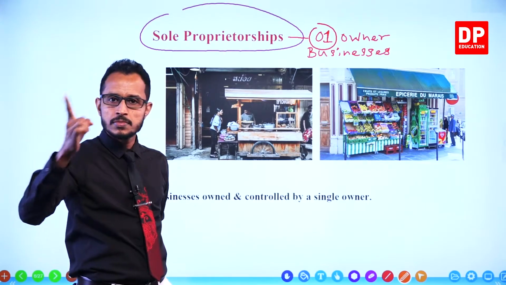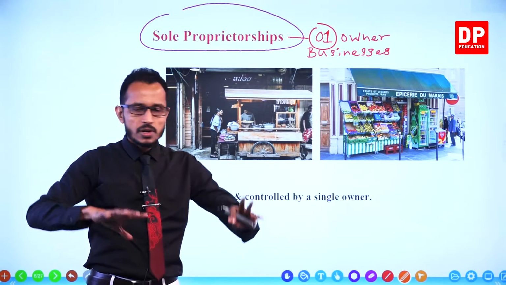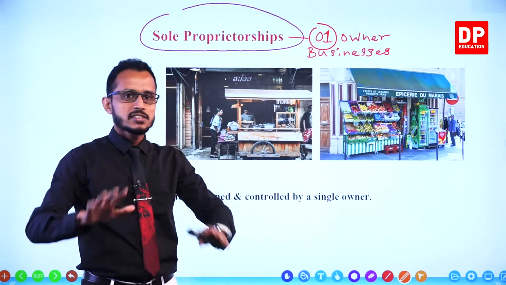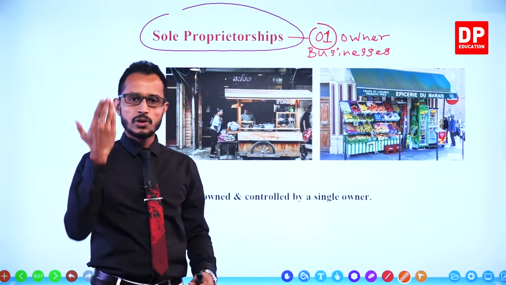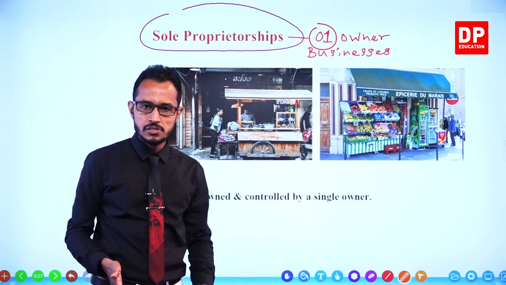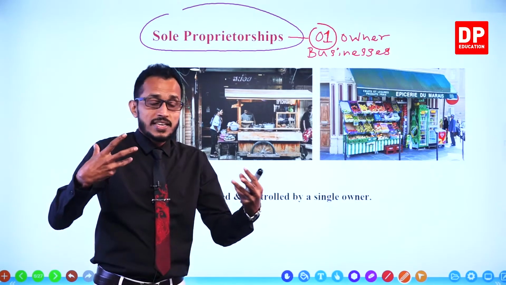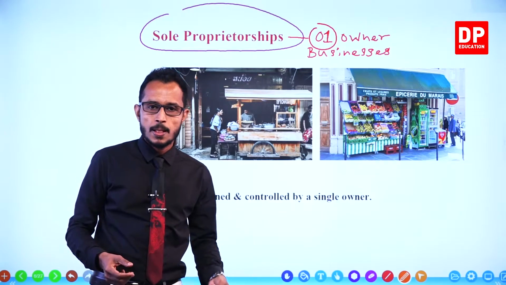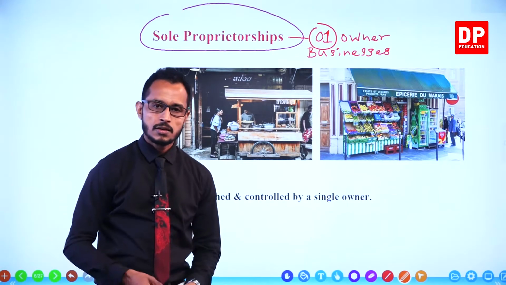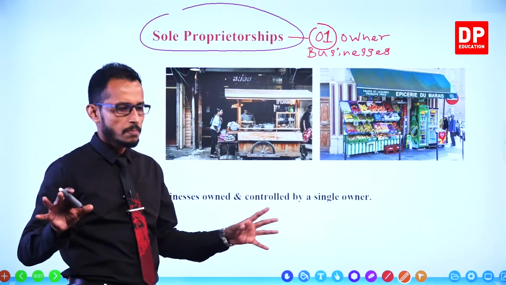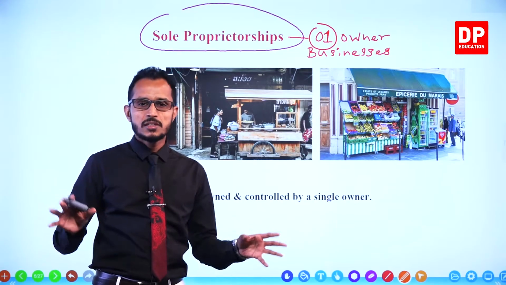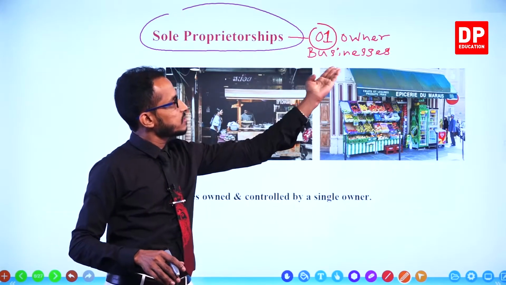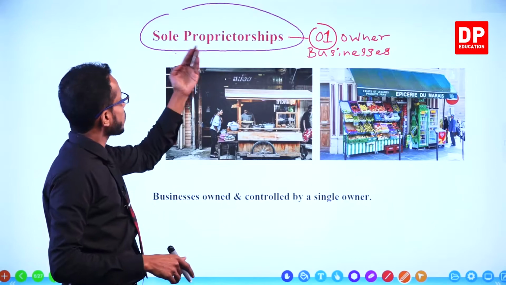He is the owner. He doesn't have anybody else coming and poking their fingers. He doesn't have anybody to disturb him. He is the only owner. He takes the decisions. Maybe he himself acts as the manager most of the time. Very easy to start. Simple organizations, very simple business organizations. So one owner business organizations are called sole proprietorships.